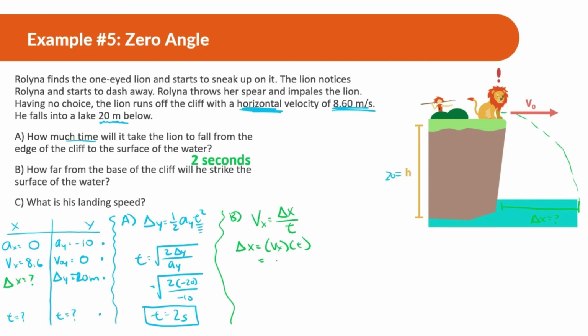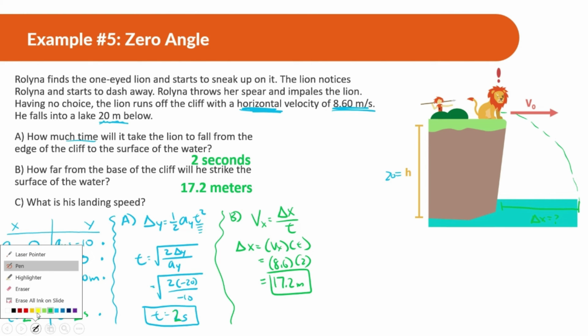Velocity in the x is equal to 8.6. And time, it doesn't seem like we have that. But remember, we found that last time, 2 seconds. And remember, time is the only thing that's the same in both of them. So we have 2 here, and that's going to be equal to 17.2 meters. Great. Last part. Let's use this.